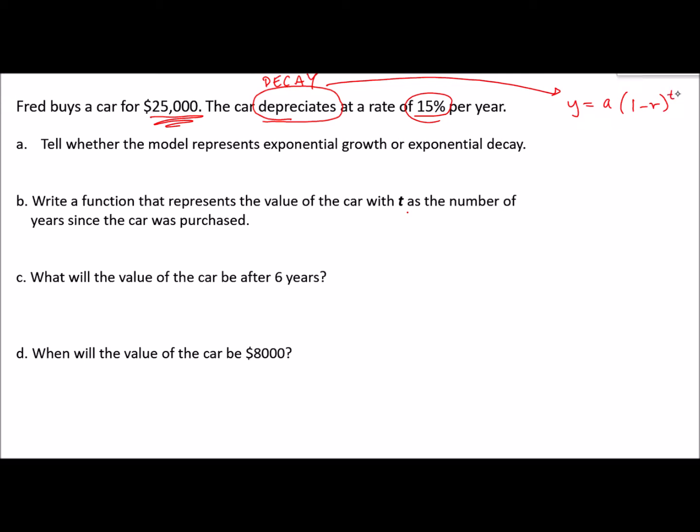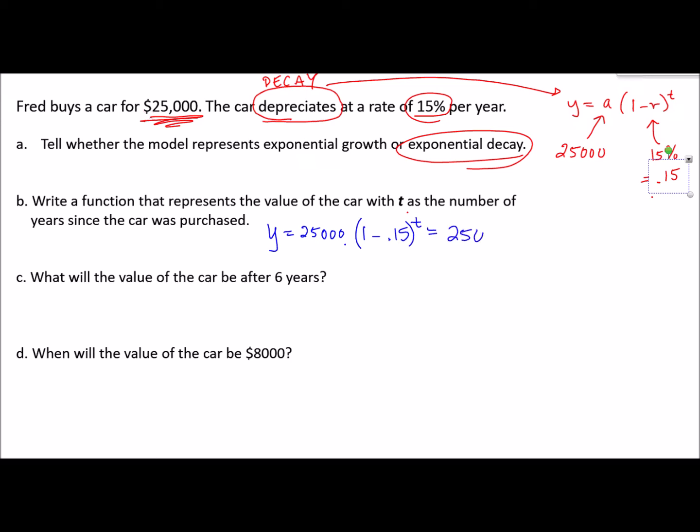1 minus r. And I happen to know A, because it told us, it's the only dollar amount, right? So it told us that it started at 25,000. And the rate of decrease is 15% or 0.15. All right, we already decided it was decay. Write a function, that's easy. Y equals 25,000 times 1 minus 0.15 to the t, or 25,000 times 0.85 to the t.